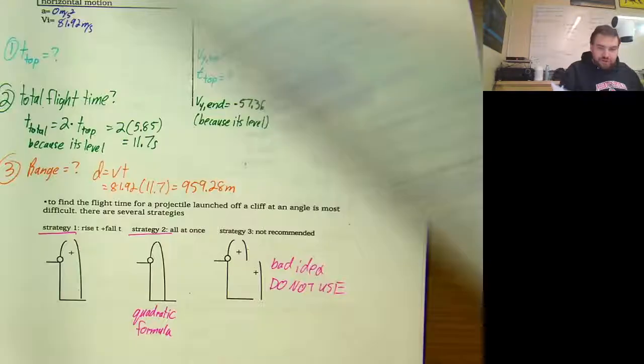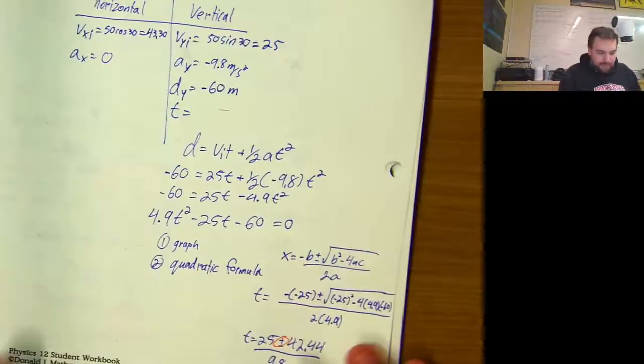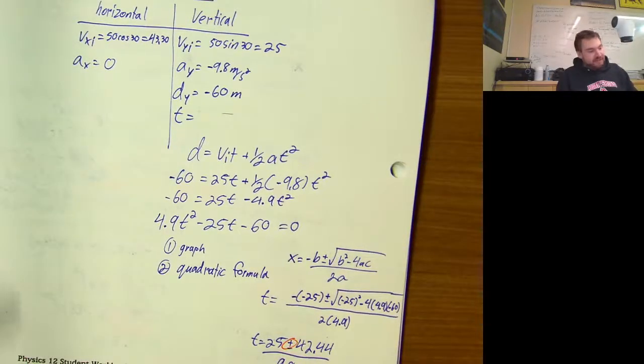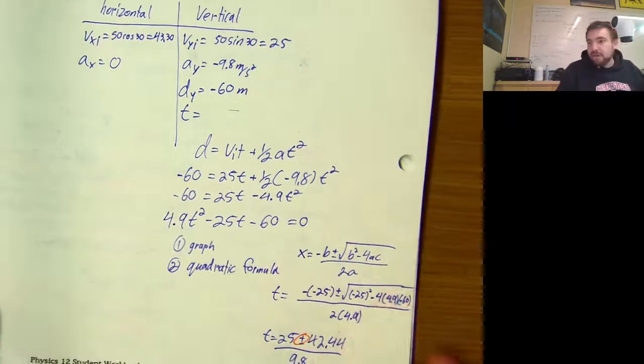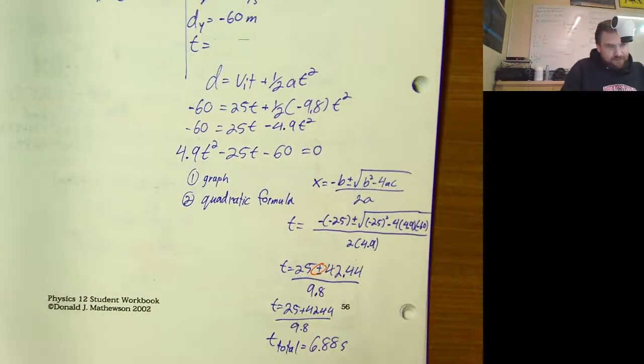So t total equals 25 plus 42.44 divided by 9.8, and that's 6.88 seconds. Which, shock of all shocks, is exactly what we got before. It's actually really relieving when it works out that way, because that means I didn't make a mistake. So there it is. Now we can go back and find the range the exact same way.